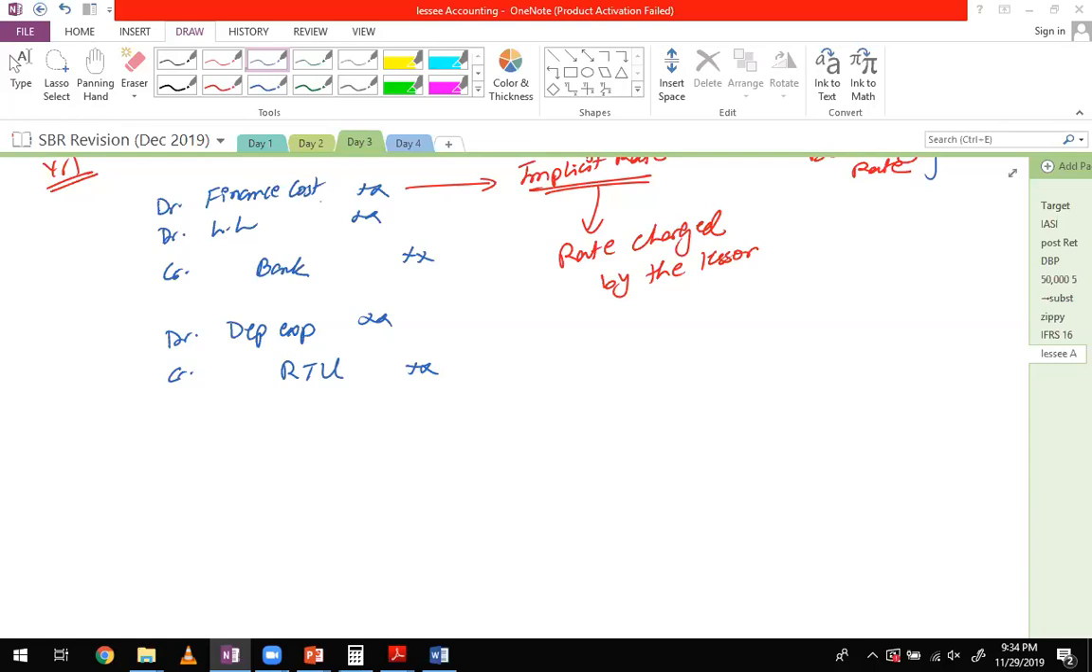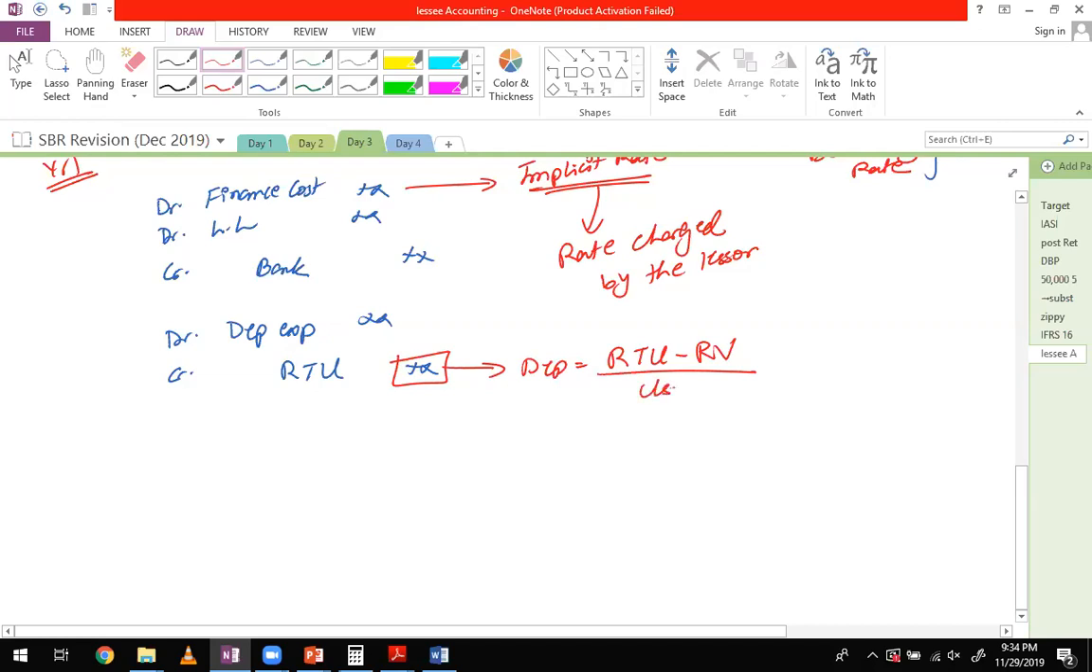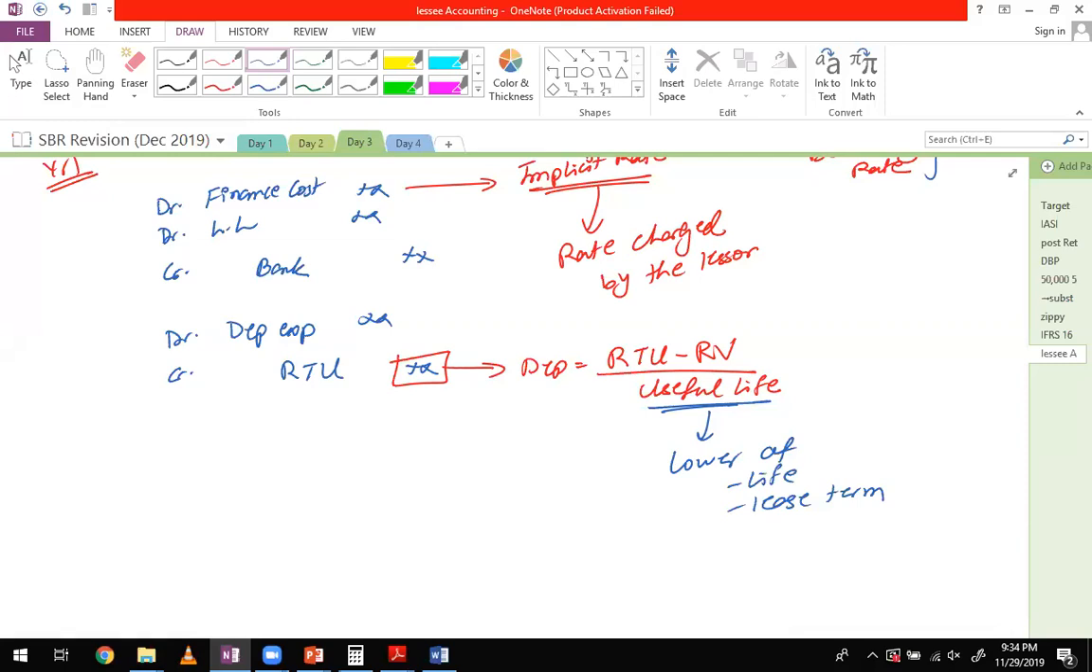Now, over what life should we charge the depreciation expense? So in this, we say that the depreciation expense should be the right to use asset minus the residual value divided by the useful life. And the useful life is normally the lower of the life of the asset and the lease term. So whatever is lower is going to be the useful life. Getting this, everyone?